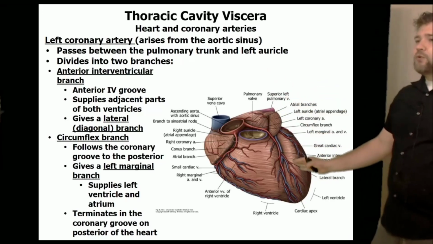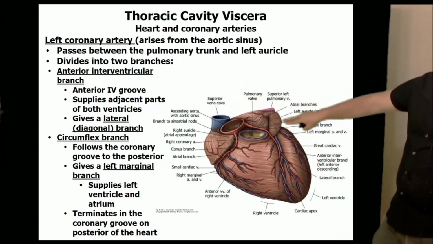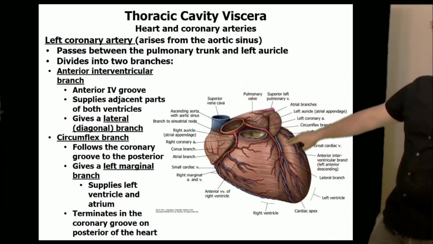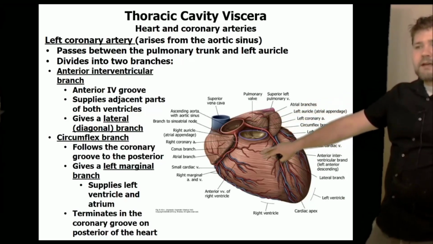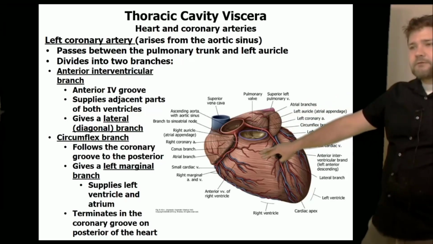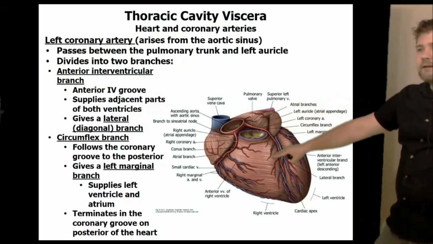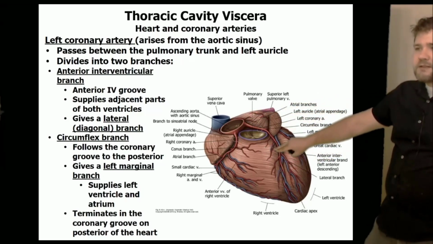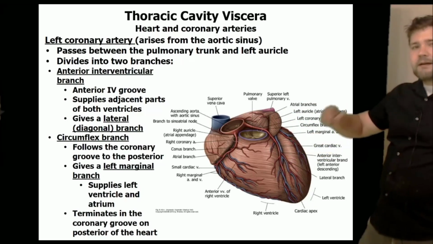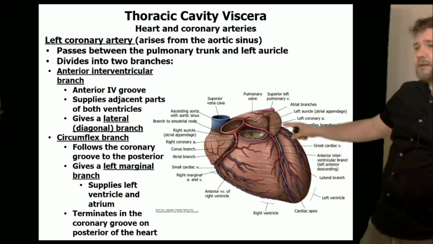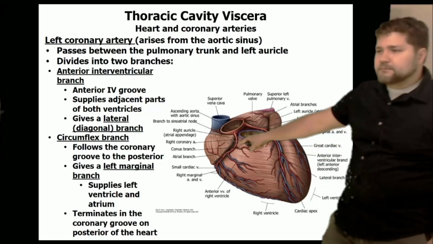So that one's going to supply your anterior side, left and right ventricles. The circumflex is going to come around and then give a left marginal, which is going to supply the left ventricle and left atrium. And then it's going to come back and meet up with the right side of the heart in the posterior interventricular groove. Okay, so your main branches are the left coronary and the anterior interventricular branch, and you can see where that branch is, that's the septum, and it's identical on the posterior side. The right coronary is going to lie in that septum. You'll get your circumflex coming around, your left marginal, and then the circumflex will just basically continue on.